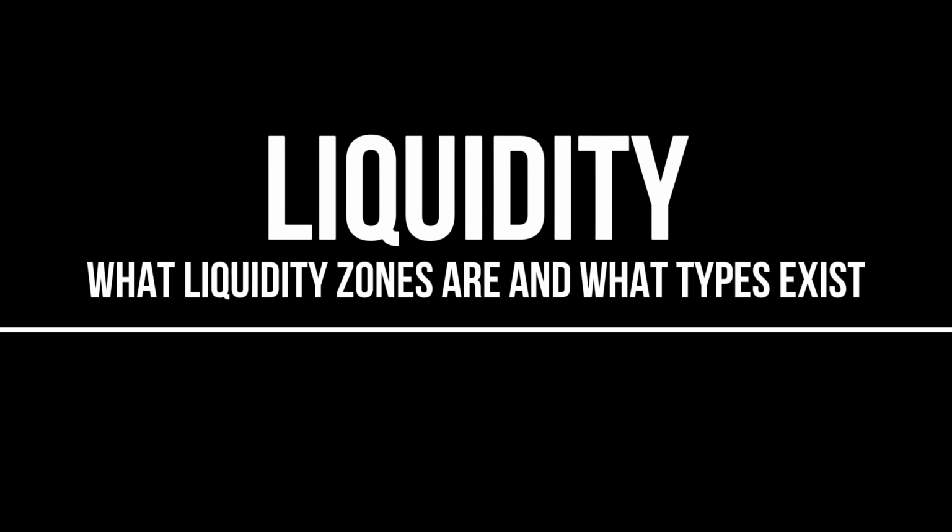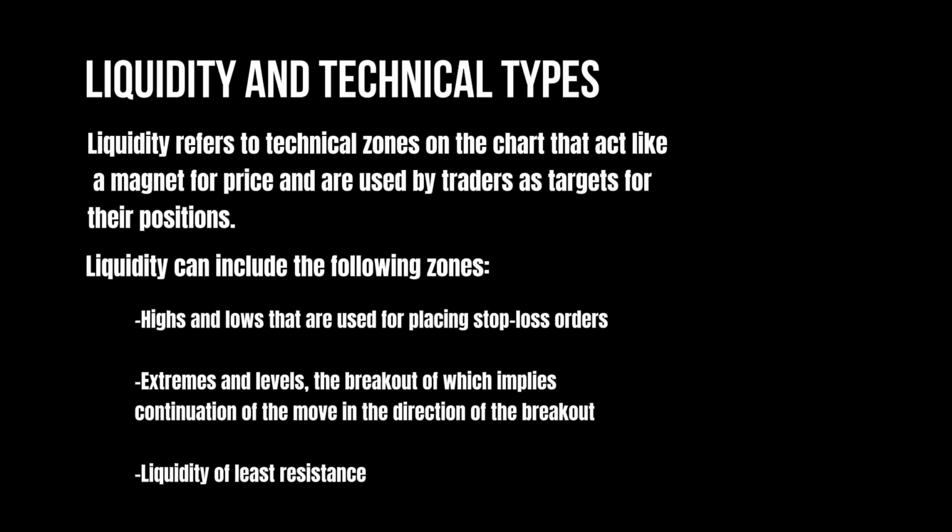Liquidity. What is the liquidity zone and what types exist? Liquidity is the technical zones on the graph. That is, liquidity is precisely in the understanding of how I will explain it now. Before that, you knew that liquidity is volumes for buying and selling in the order book, on the exchange, and so on. Each word can have different meanings depending on the context. In this case, in the context of the chart, we will call them liquidity zones.